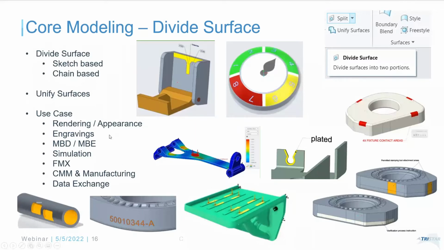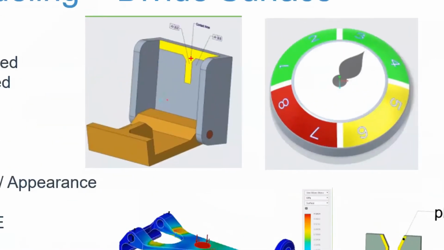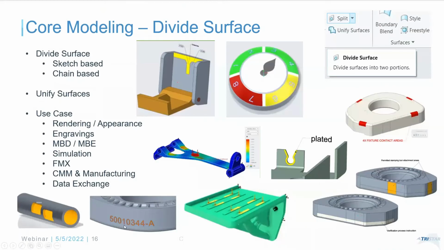So I can go to sketch base or chain base, meaning I can create my own sketch for establishing the contact area, maybe. There are several use cases. I could use it for basic part modeling or shelling. I could use it to create emboss or engravings like these. It's a lot easier than before.